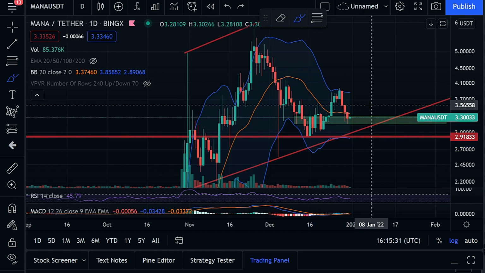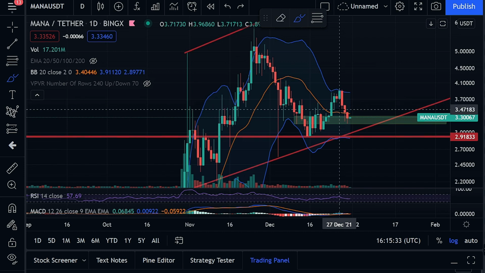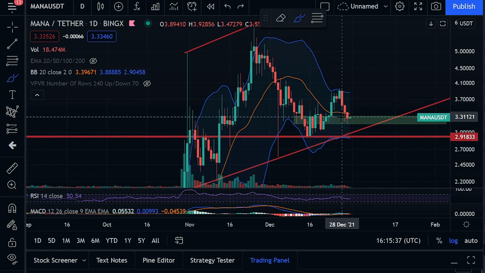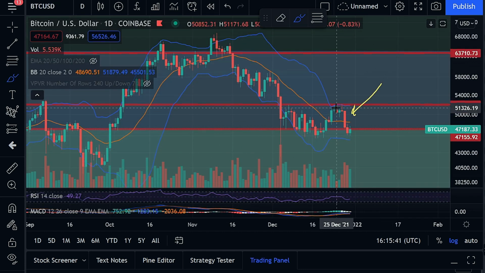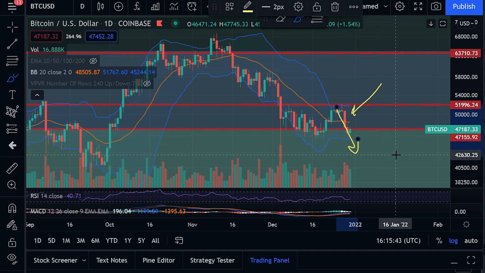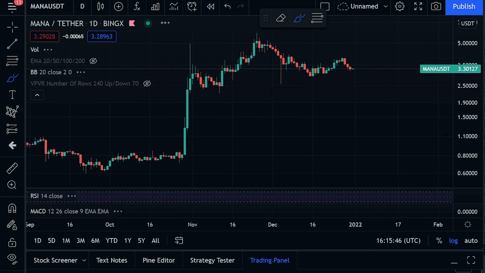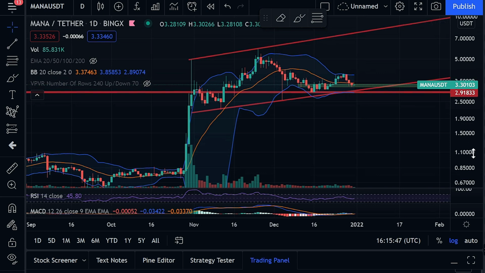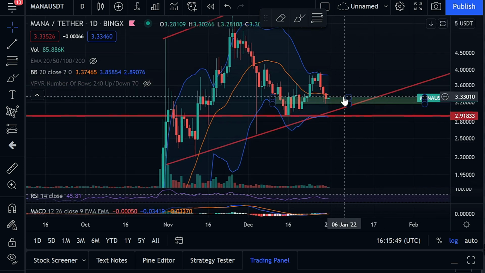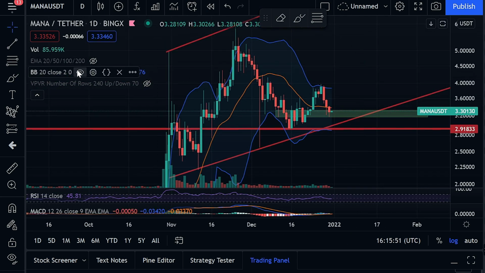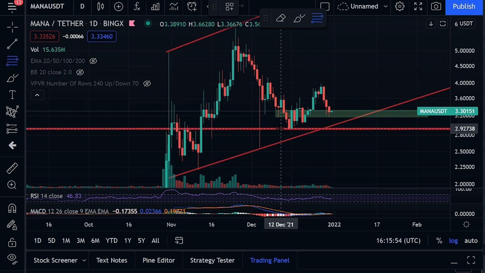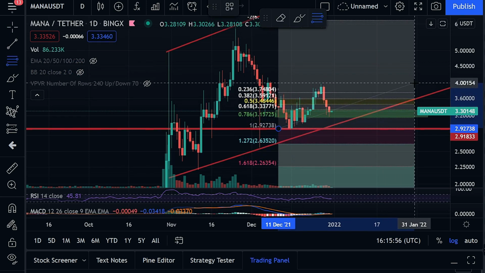So in order for us to not see that play out, we need to see support get established. Are there any support levels that could stop us from seeing this fall? Do remember, realistically, the entire market is revolving around Bitcoin. So if Bitcoin crashes, so is everything else. But looking at the Mana charts, one thing we can see is that our green box is serving very well right now. Of course, you guys know that the green box is going to be our 618 to 786 Fibonacci retracement zone.